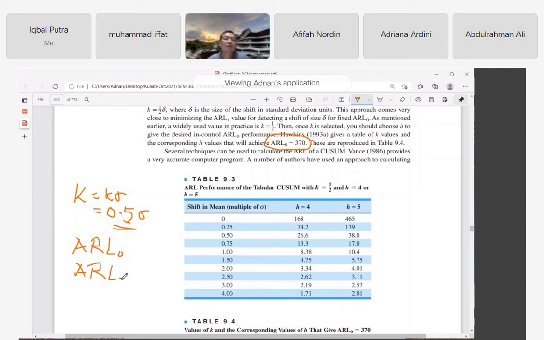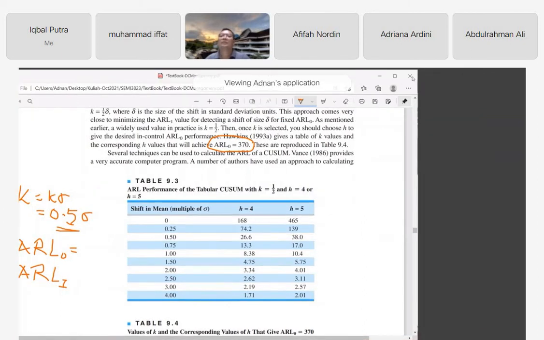Maybe I want to check your understanding. You still remember or not? What is ARL0? Can you put it in the chat box? What is ARL0, and what is ARL1? Can you respond in the chat box, please? What is ARL1 and ARL0?